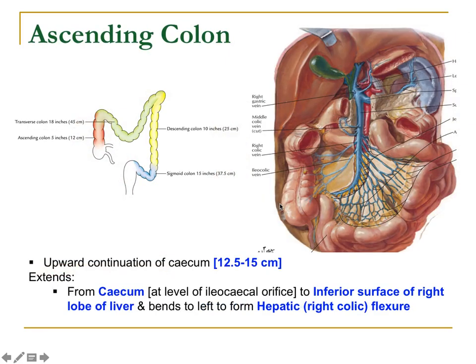Now let's move on to the ascending colon. The ascending colon is an upward extension of the cecum. Today we'll be discussing the colon, so we'll be starting directly from the colon part. It is almost 12 to 15 centimeters long, starts from the cecum region, and ends somewhere here in this region.